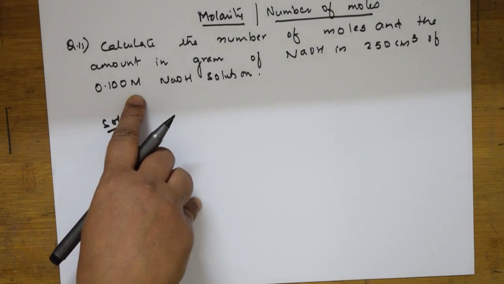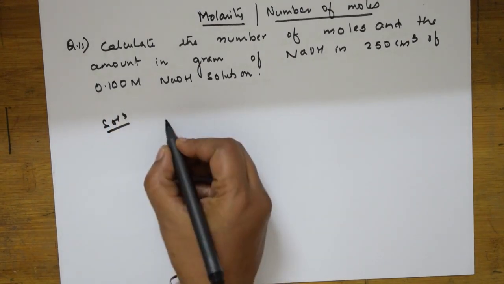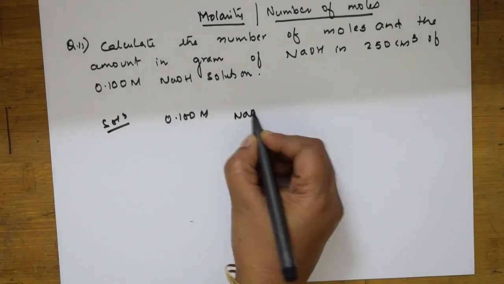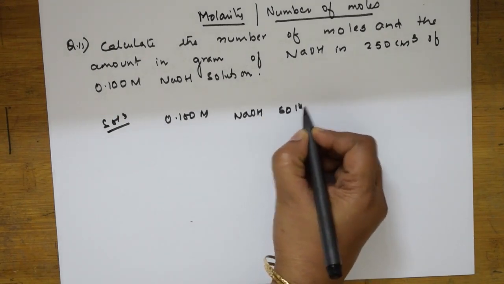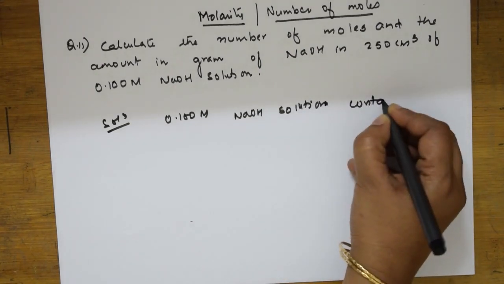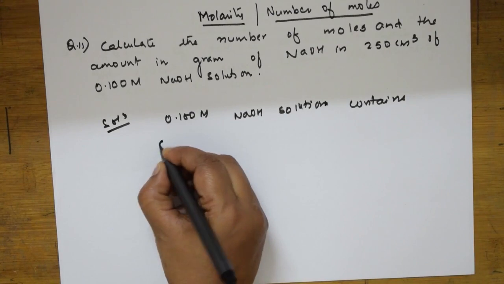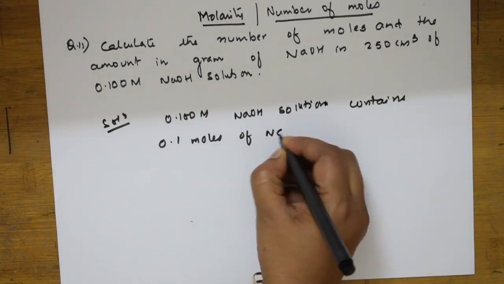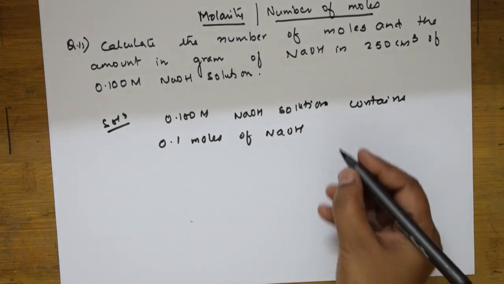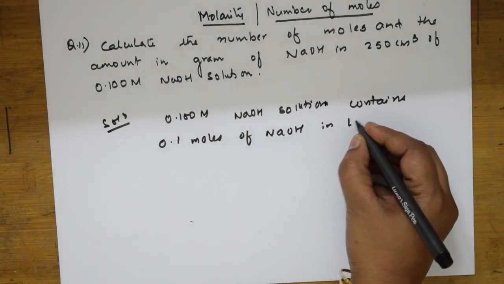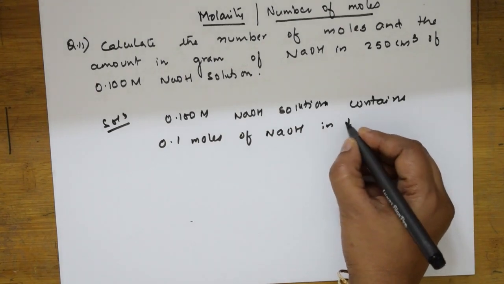0.100 molar solution of sodium hydroxide. How much is contained? A 0.100 molar sodium hydroxide solution contains, what does it contain? It contains 0.1 moles of NaOH in how much? In 1 liter.